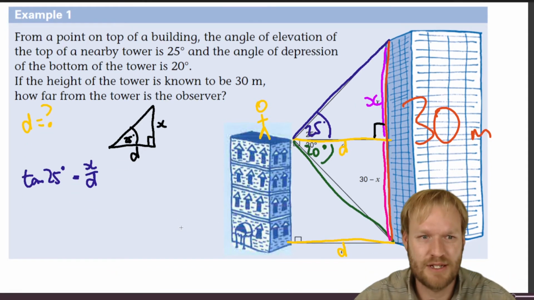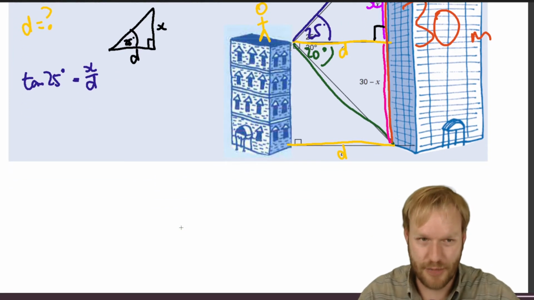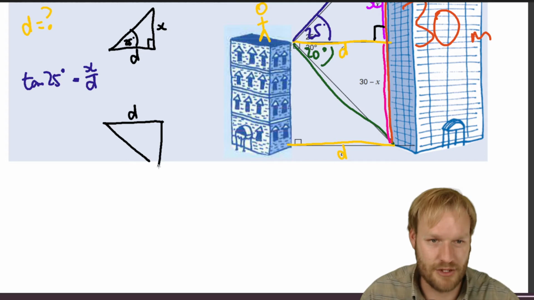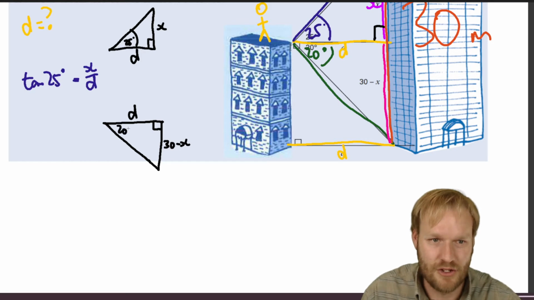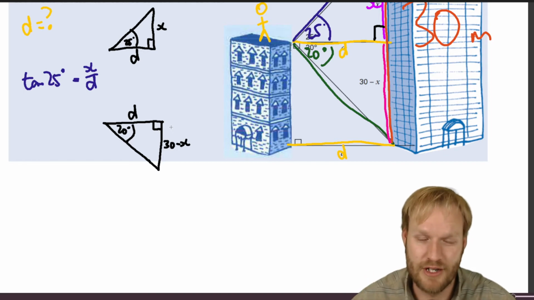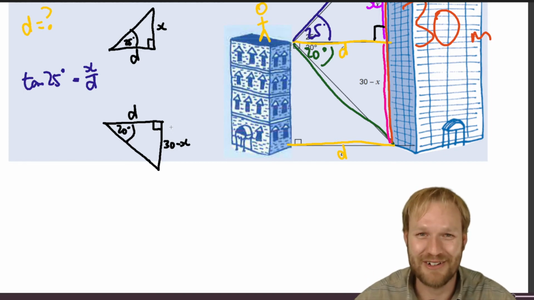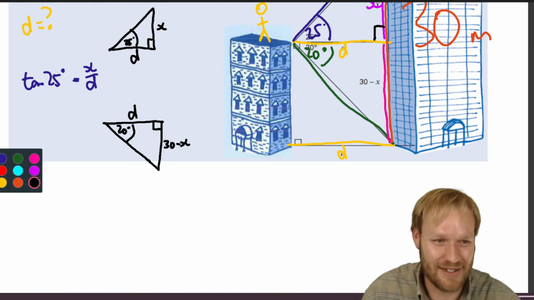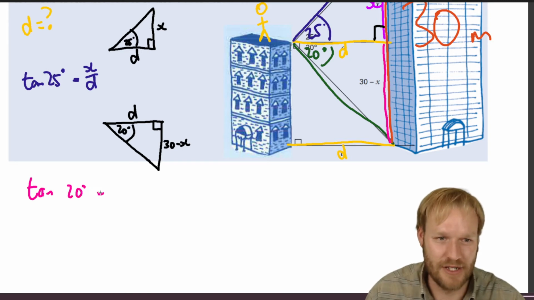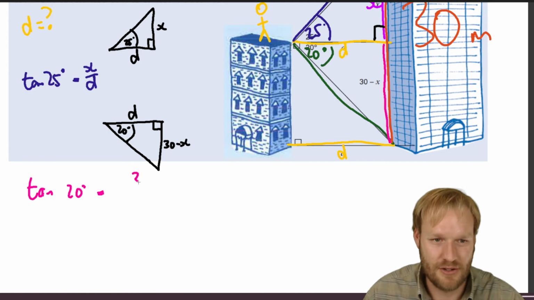Now let's do something similar in the bottom triangle. Let's draw this. That's still d. We don't know the hypotenuse. This is a right angle, this is 30 minus x, and this is 20 degrees. Given that you've got opposite and adjacent, which trig ratio are you going to use? Again, it looks like tan. So in this one, tan of 20 degrees is opposite 30 minus x over d.